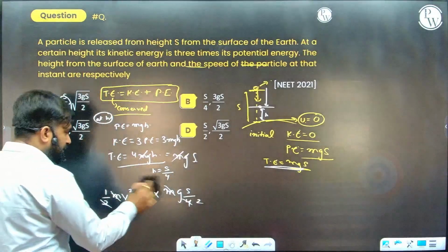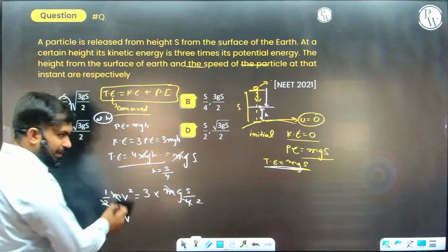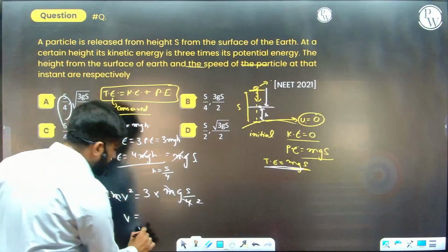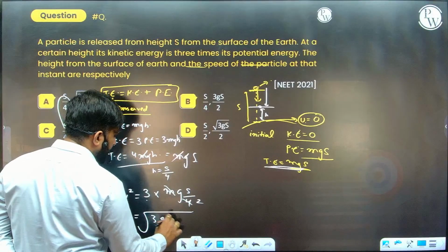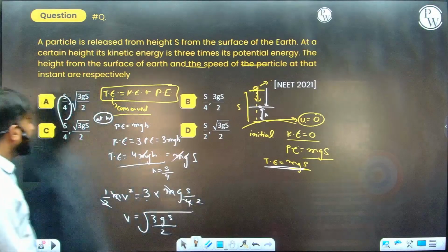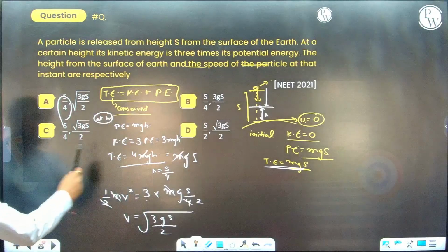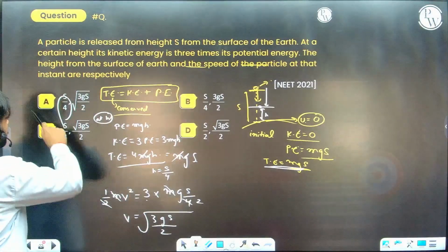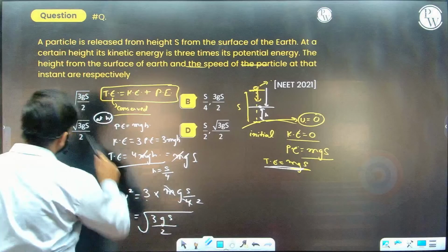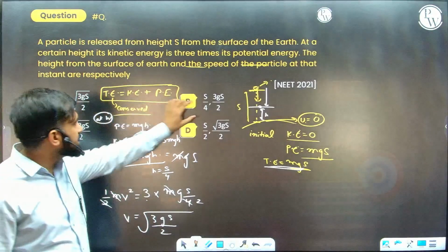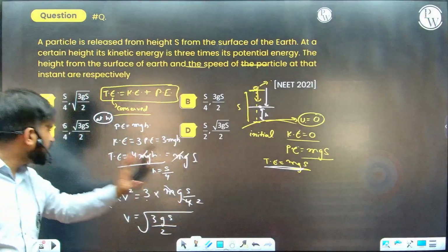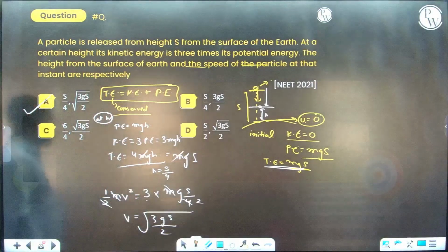Now take the under root of the whole equation. So here on the LHS we get v, and on the RHS we get under root of the whole expression, 3gs divided by 2. So that will be the velocity. Under root, whole should be inside the under root. So the A option. Get it? Check the options. The height is s by 4, great. And the velocity will be under root of this complete expression, A option.